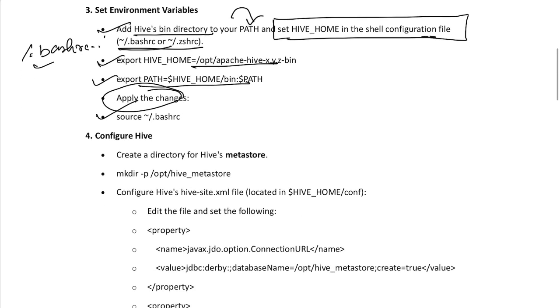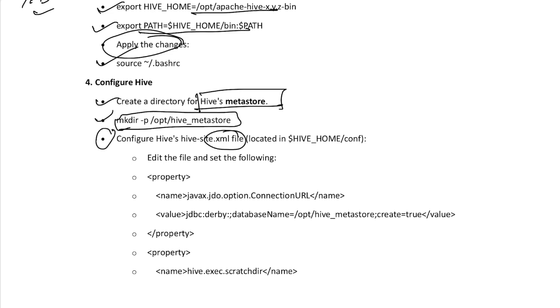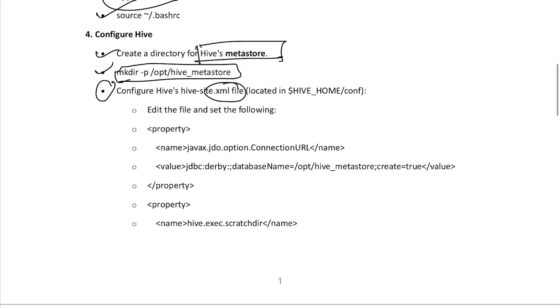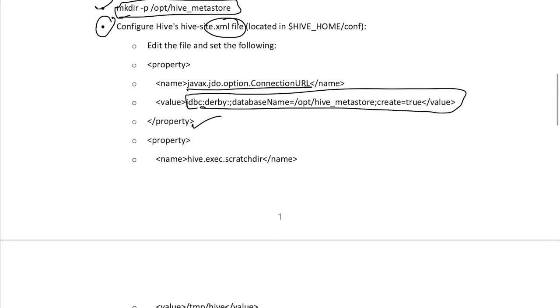Once you are done, you have to configure Hive. How do you configure Hive? You have to open the Hive metastore. Once you open the metastore, you make a directory with mkdir -p /opt/hive/metastore. Once you are done with this, you have to configure the site.xml file. In the site.xml file there is an XML file where you set javax.jdo.option.ConnectionURL, where you are establishing the connection and declaring the path for Hive. Then you close the tag, and that's it.